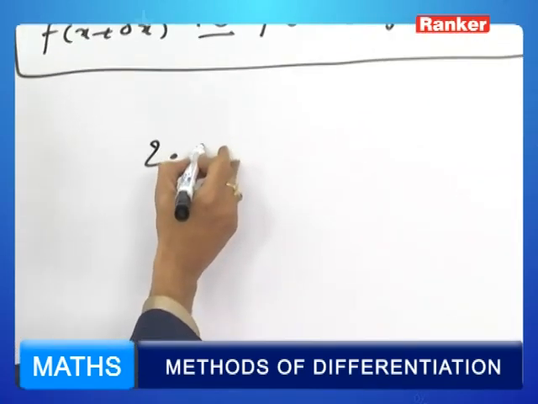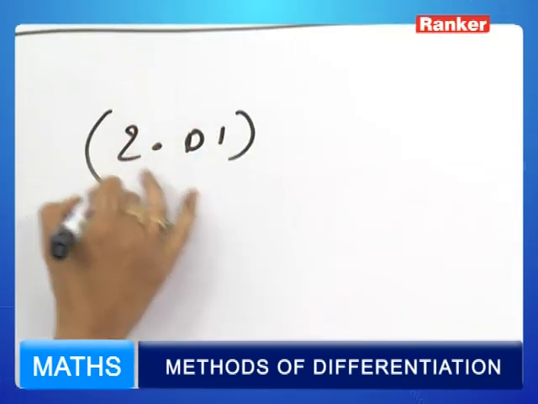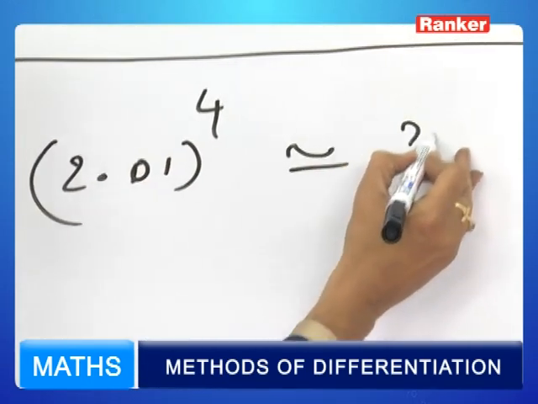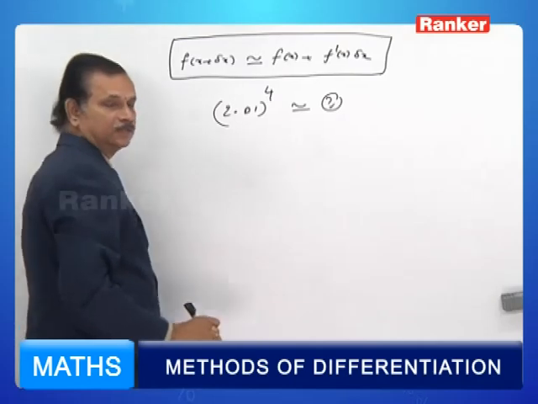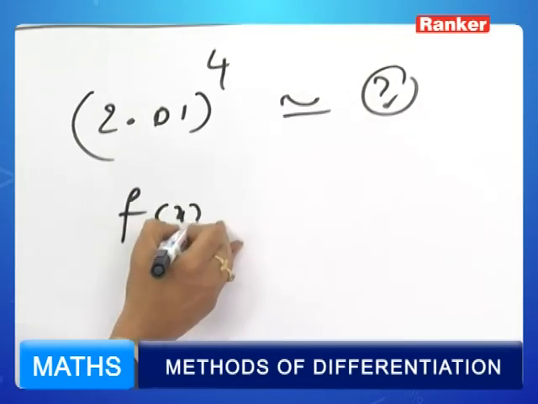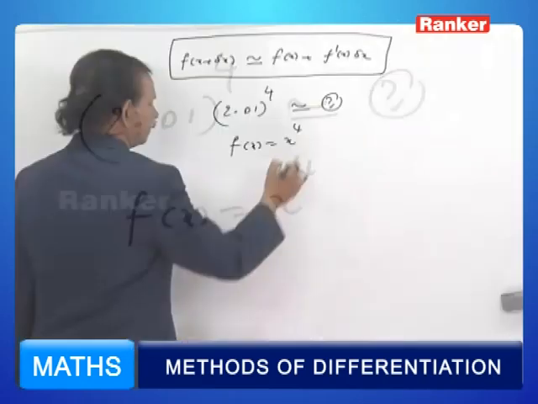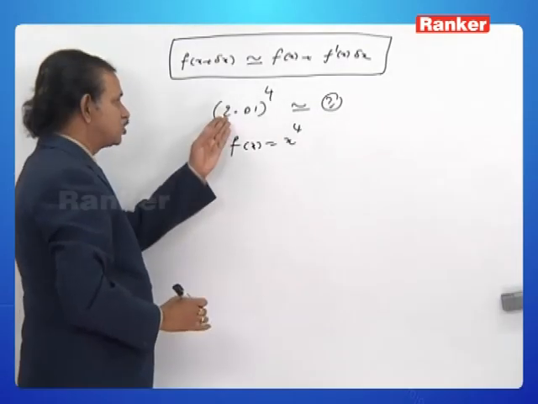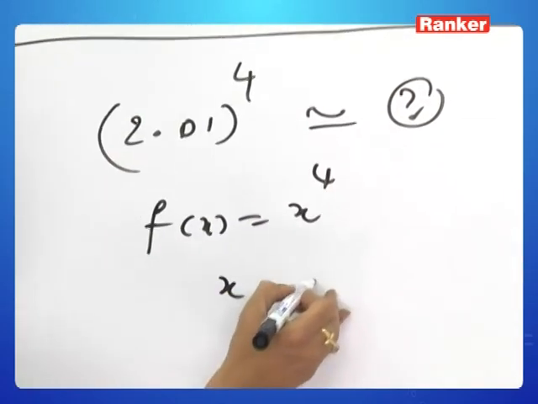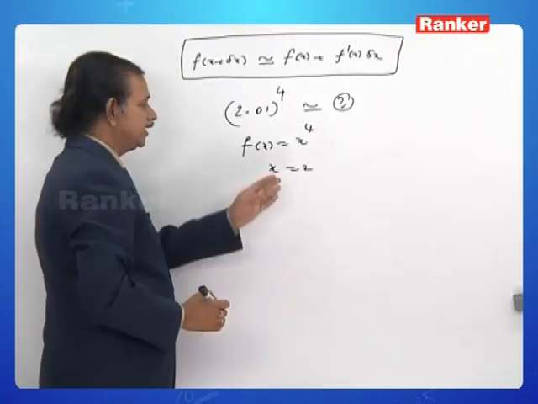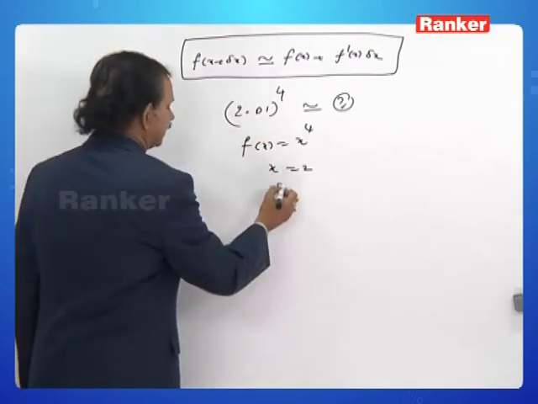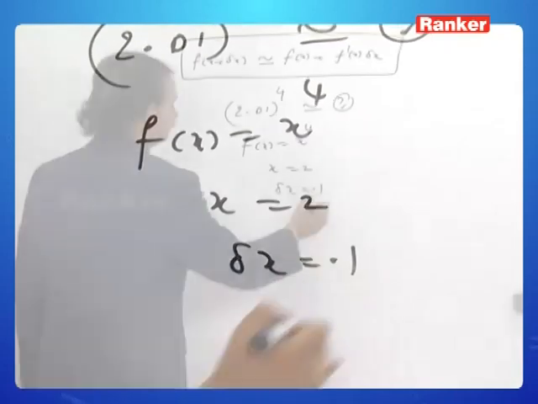What is the approximate value of 2.01 whole power 4? This looks like x power 4. In name, f of x is equal to x power 4. If it is 2, we know its value pretty well, right? x is equal to 2. It is how much more than this x? 0.01 more. So delta x is 0.01.